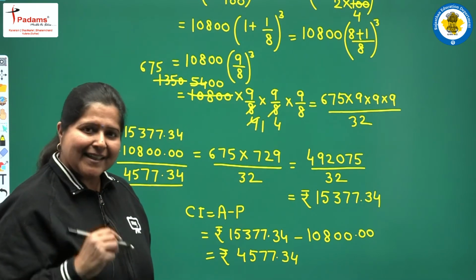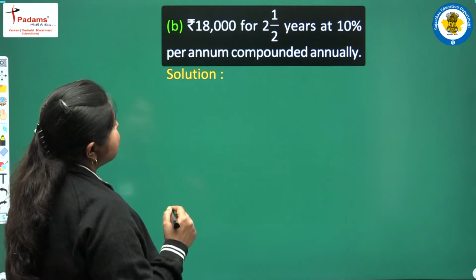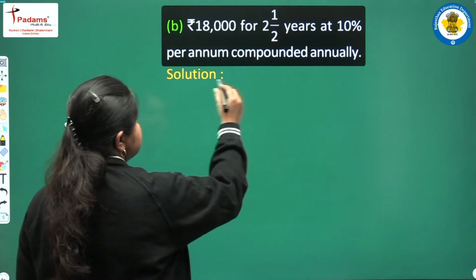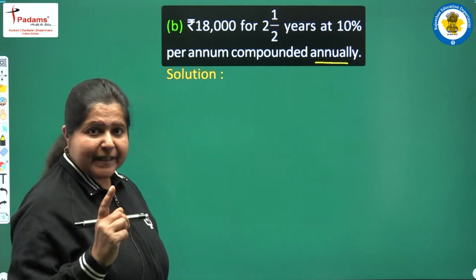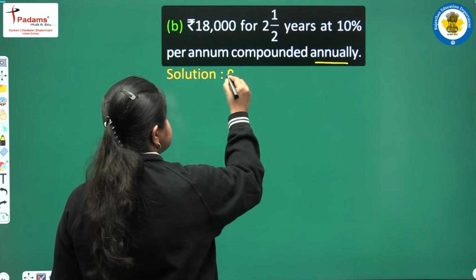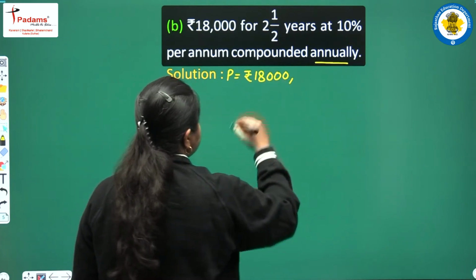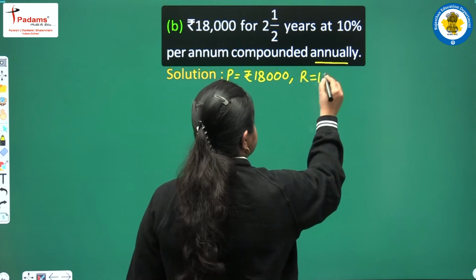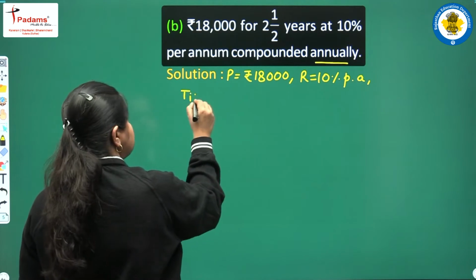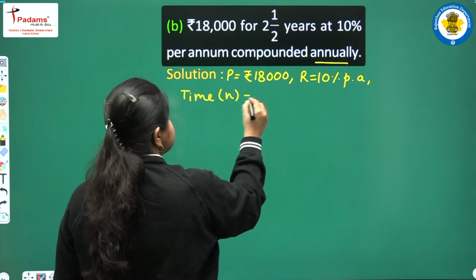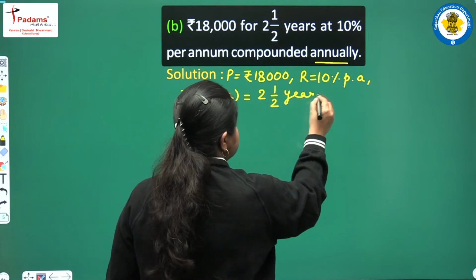I hope it's clear. We take the next part. It is rupees 18,000 for 2.5 years at 10% per annum compounded annually. So again, first we write whatever has been given to us. We have been given the principal as rupees 18,000. Then the rate as 10% per annum. And then the time, which is denoted by small n, is equal to 2.5 years.